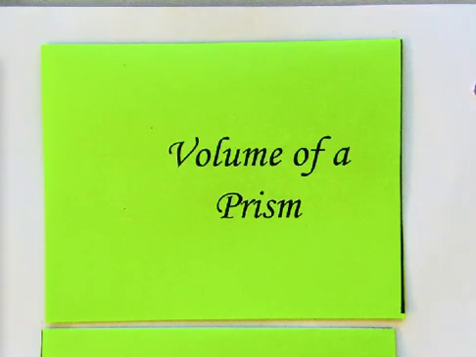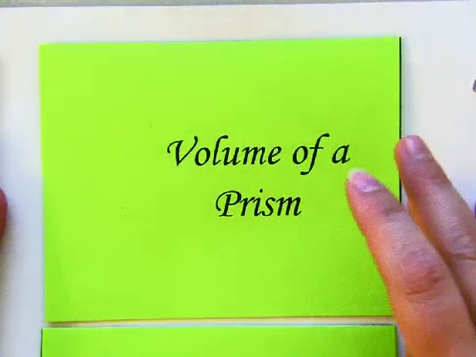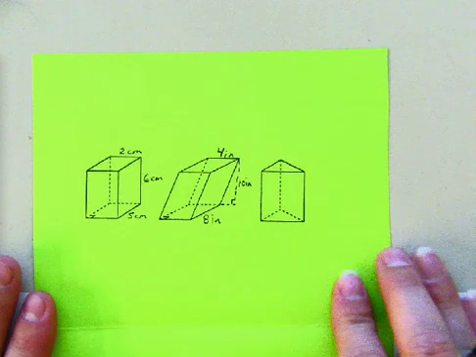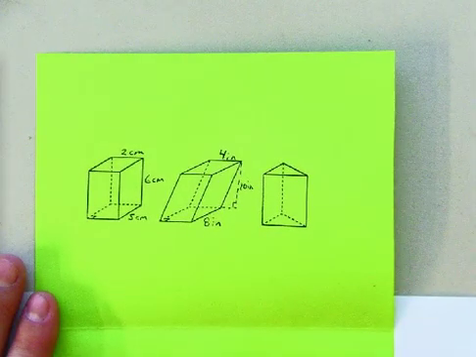Welcome back. So today we're going to be working on volume of prisms. So this is the first of our three-dimensional shapes. So you should have a foldable that looks like this. You're just going to open that up. And we should have some images like this. We have a few different prisms here.